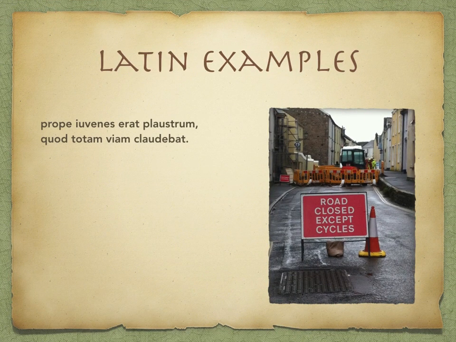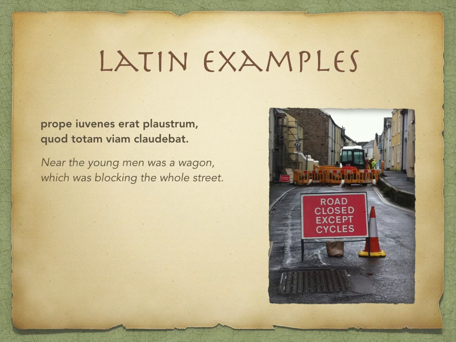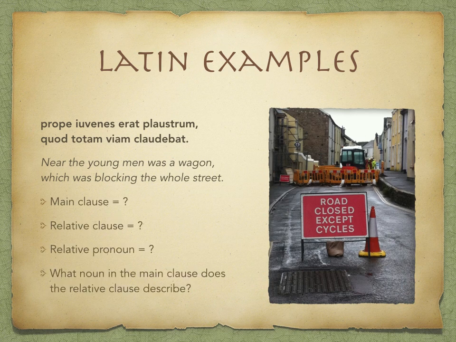Next one. Prope juvenes erat plaustrum, quod totam viam claudebat. Near the young men was a wagon, which was blocking the whole street. Again, I want you to identify these different parts of the sentence and answer the questions in a note, and restart the video when you're ready to check.